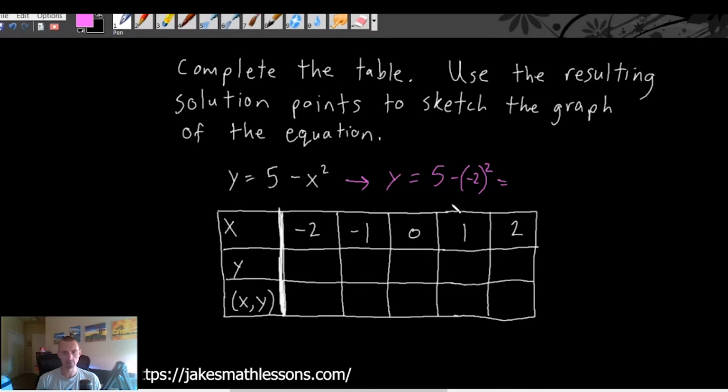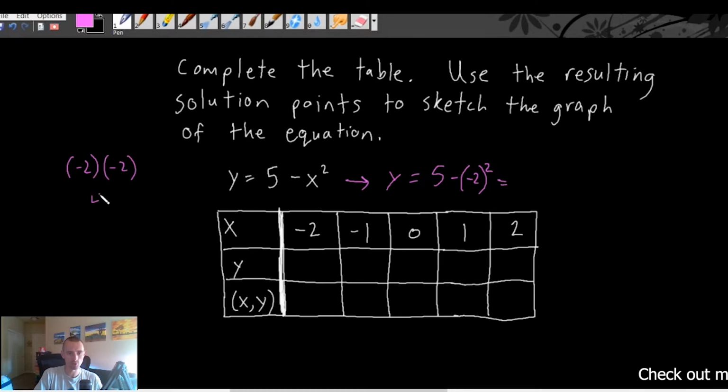Then is exponents. So exponents would be this squared here. We need to square -2 first. -2 squared is the same as saying -2 times -2. -2 times -2 is +4. The negatives cancel. 2 times 2 is 4. So the parentheses and this exponent are going to simplify down to 4.